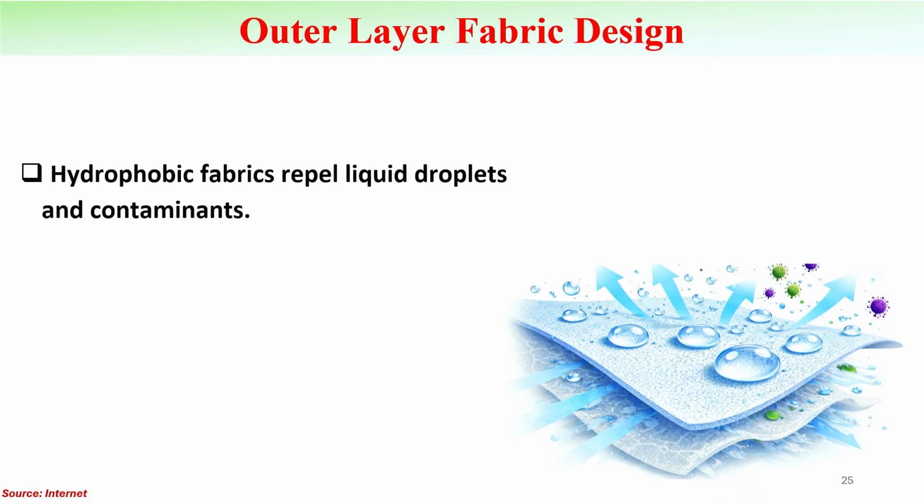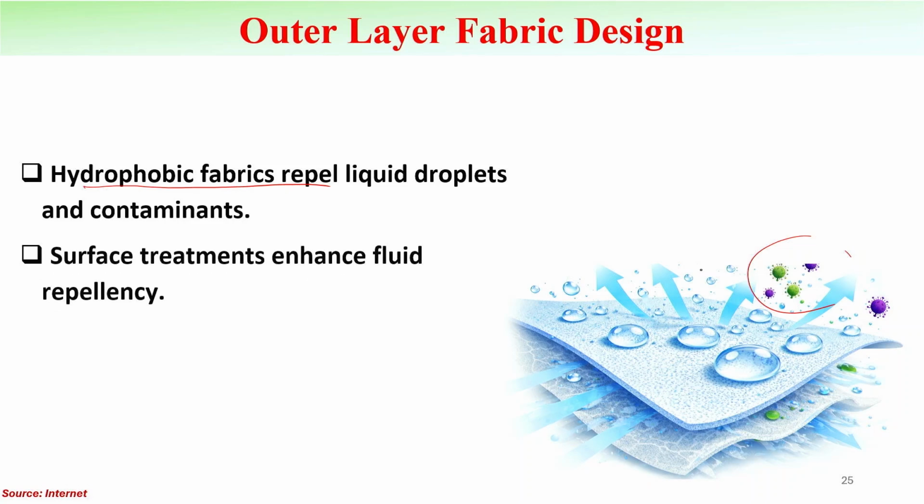So, the outer layer is basically a hydrophobic fabric that repels water droplets and contaminants. Any contamination of bacteria and virus, it will repel along with the water droplet. Due to the hydrophobic nature, surface treatment enhances the fluid repellency and maintains structural durability.